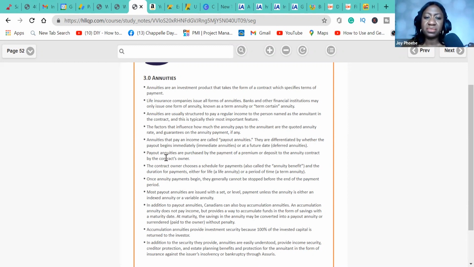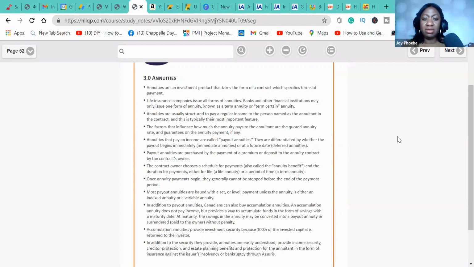Annuities are issued by life insurance companies. Banks and other financial institutions may only issue one form of annuity, known as a term annuity, or term certain annuity. But life annuities are only available through insurance companies. Annuities are usually structured to pay regular income to the person named as the annuitant. The annuitant of the contract is the one that receives the payment.